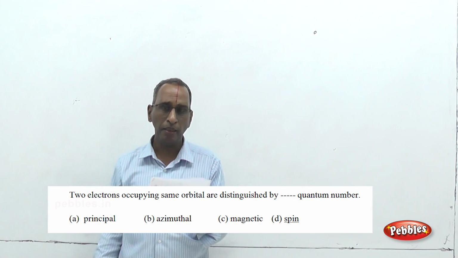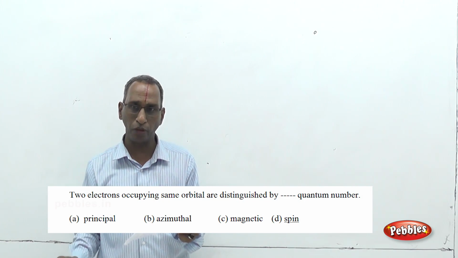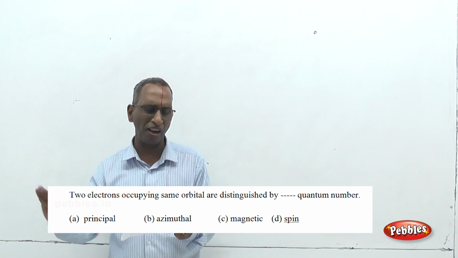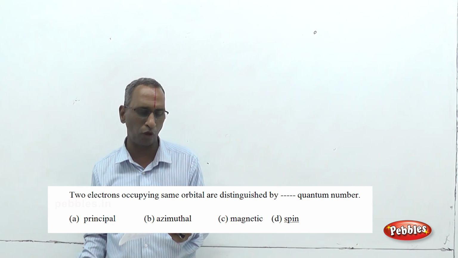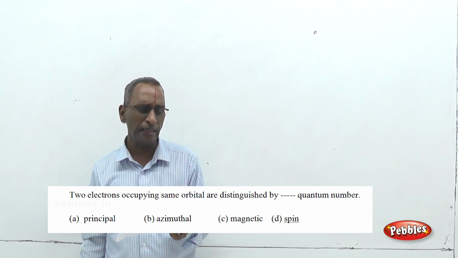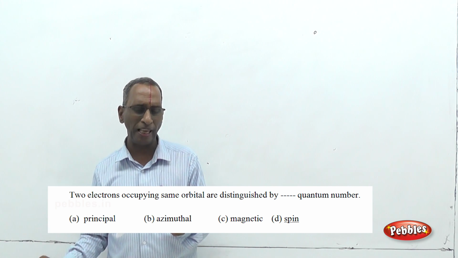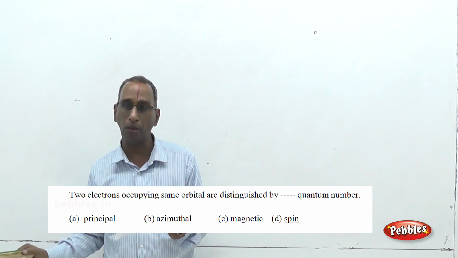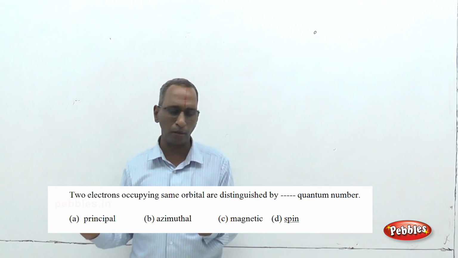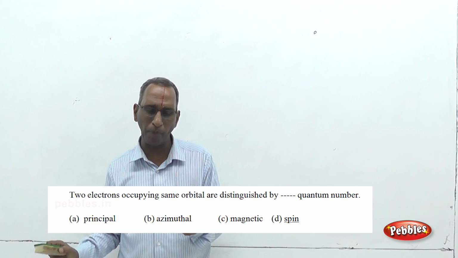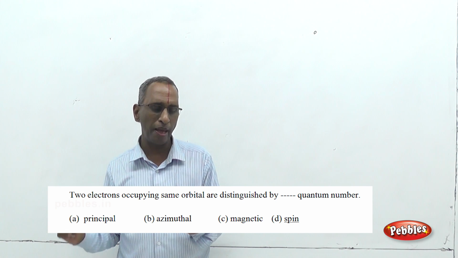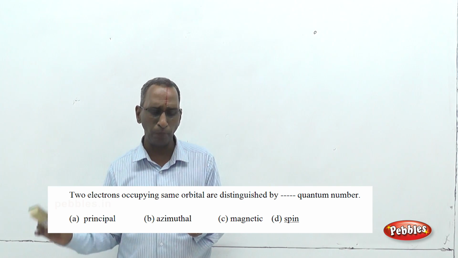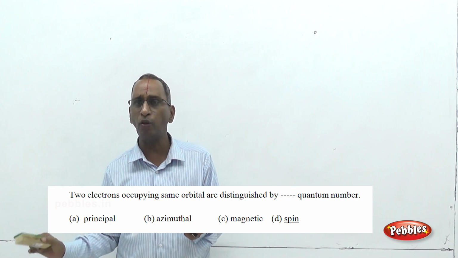Next question. It is a direct question somewhat based on what we have studied. Let me read the question, then we will see. It is based only on the concept of quantum numbers. We have studied the 4 types of quantum numbers. The question reads as, 2 electrons occupying the same orbital are distinguished by dash quantum number. In the dash, they have given 4 choices: principal quantum number, azimuthal quantum number, magnetic quantum number, spin quantum number.